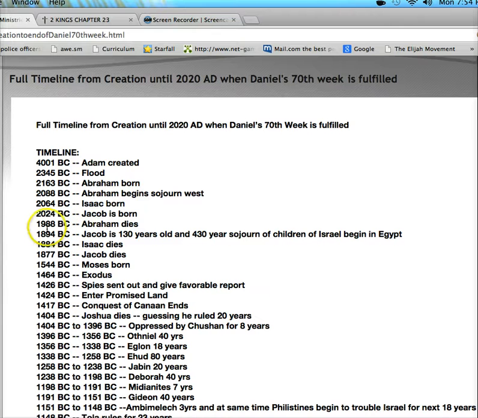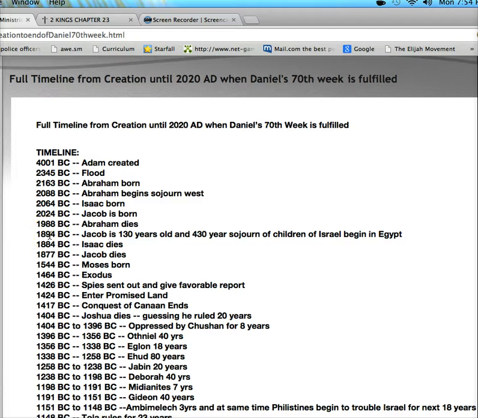This is a key date right here. This is when Jacob is 130 years old according to Genesis, and this is when, according to Exodus 12, the 430-year sojourn of the children of Israel began in Egypt. Remember, Abraham got a dream about this when Yah made a covenant with Abraham way back in here. Abraham was shown that the children of Israel would be down in Egypt for about 400 years. But it'll be exactly 430 years from this date when Jacob comes down into Egypt, and that's 1894.